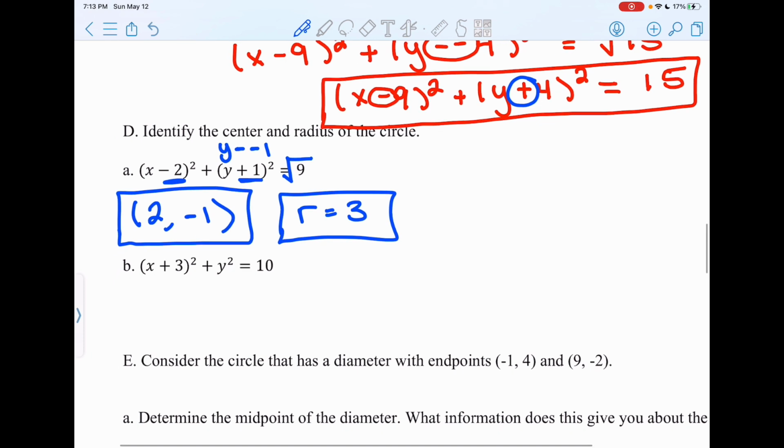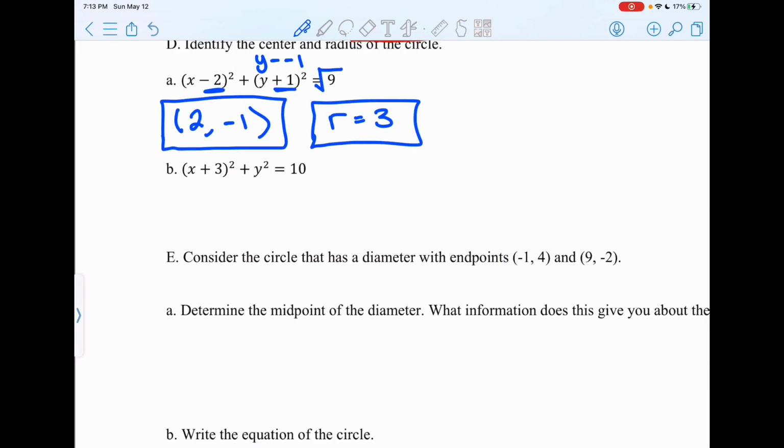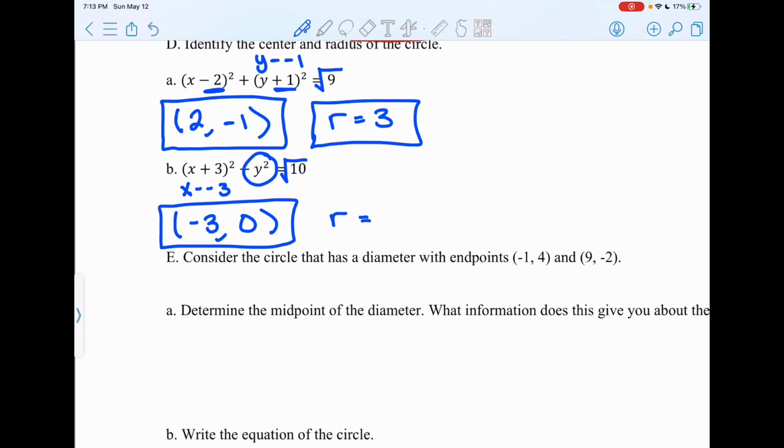Let's try one more. In B, since I'm adding to x, this must mean that I had x minus negative 3, and so the x coordinate is negative 3. And notice how there's no parentheses at all for y, which means the y coordinate must be 0, since y minus 0 is just y. And in order to get the radius, we have to square root what the equation equals. However, 10 is not a perfect square, so we are just going to leave our radius as the square root of 10.